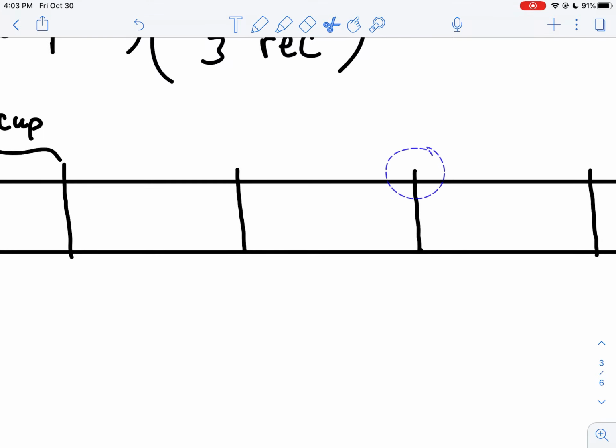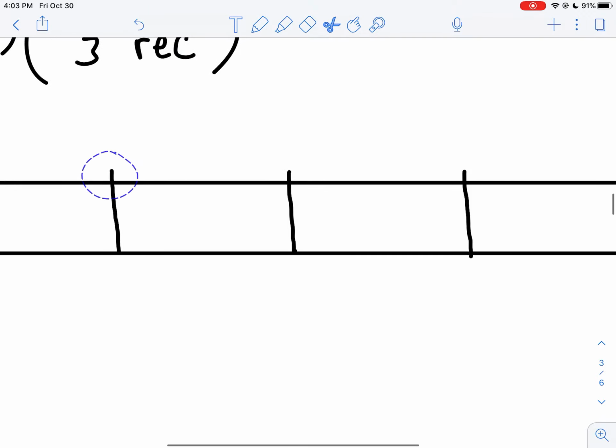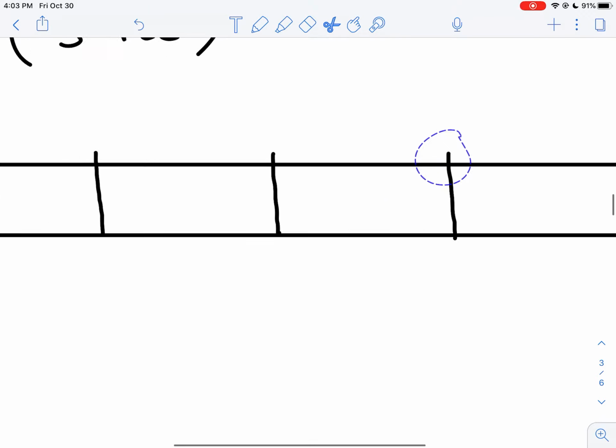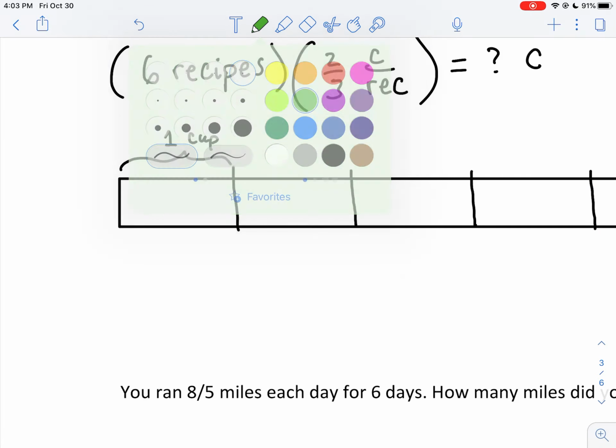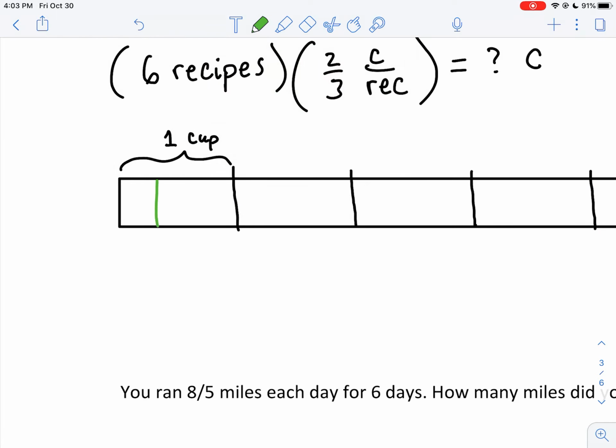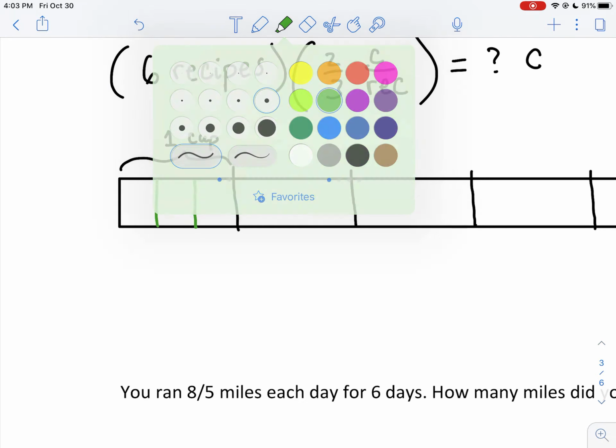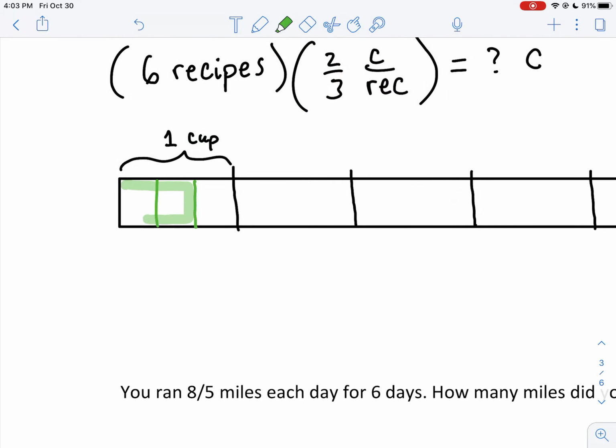And also notice I made my lines extend above to help me keep each cup separate from the next cup. But now I'm going to break a cup into thirds. I'll use a different color and just sort of eyeball this. So there's your thirds. Now the next thing I'm going to do is start doing 6 copies of 2/3. So here's 2/3 of a cup. This is for the first recipe.